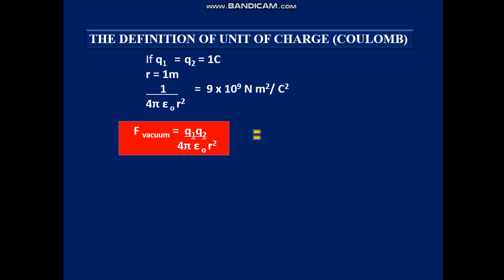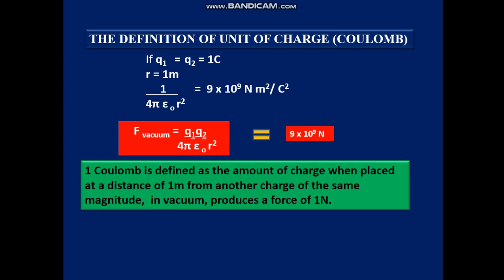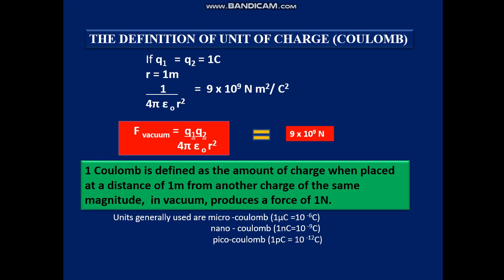So you get F vacuum equal to q1 q2 upon 4 pi epsilon r squared, which is 9 × 10^9 newton. One coulomb is defined as the amount of charge which, when placed at a distance of 1 meter from another charge of the same magnitude in vacuum, produces a force of 1 newton. Units generally used are microcoulomb, nanocoulomb, and picocoulomb.